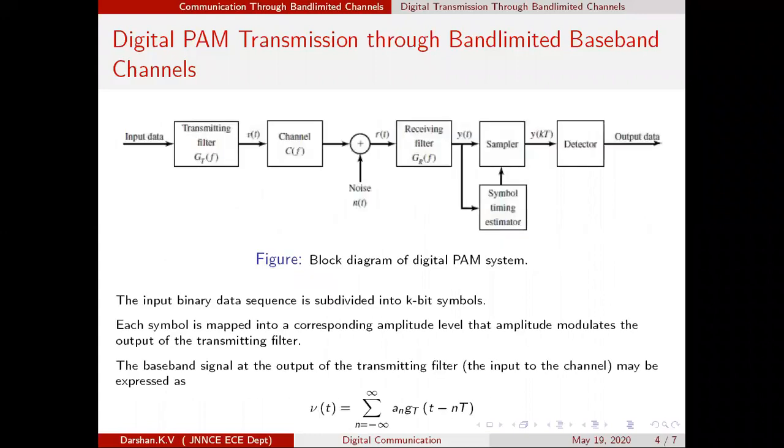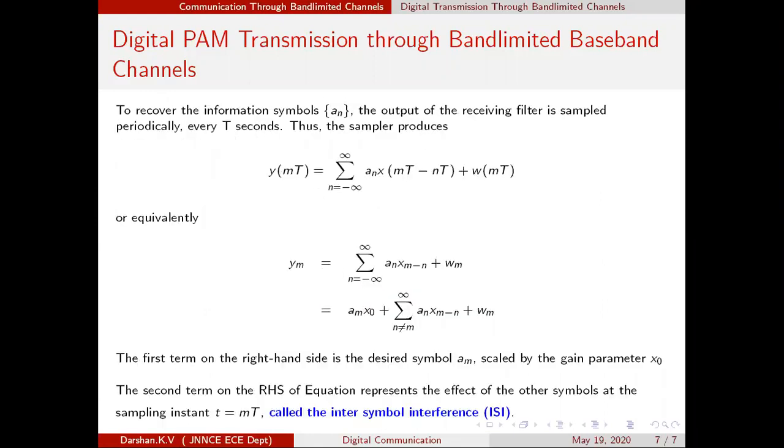So now where are we in the block diagram? We are over here, y of t. Now this y of t is given to the sampler. So what will the sampler do? That I will tell you.